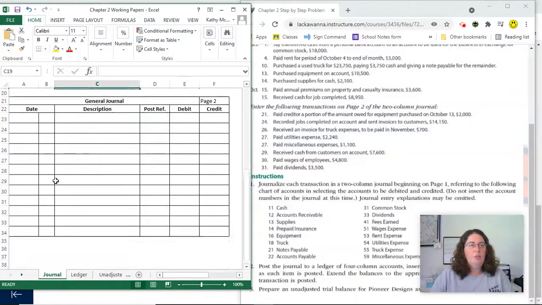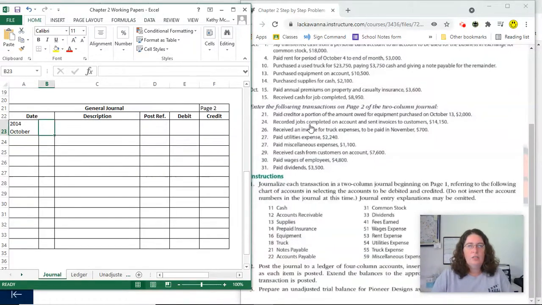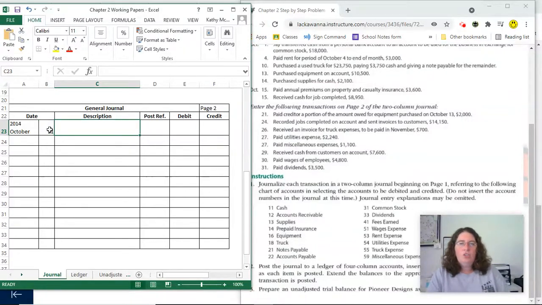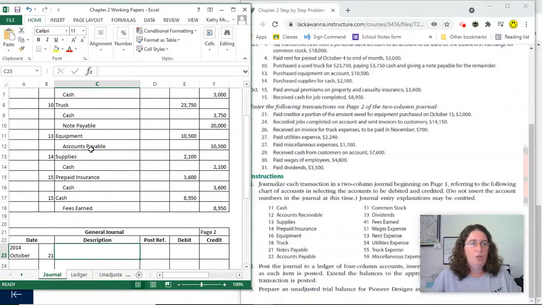Now we're moving on to page 2 of our journal. And again, the top of our journal needs to have the date on it. So we do the 2014 October and make that one a little bit taller so we can see it. Page 2 of our journal, we're starting on October 21st. Paid creditor a portion of the amount owed for the equipment purchased on October 13th. So on October 13th, we purchased equipment on account. And if we look, we credited accounts payable. Now we are paying a portion of that amount. So we need to remove, what does it say, $2,000 from this accounts payable credit.